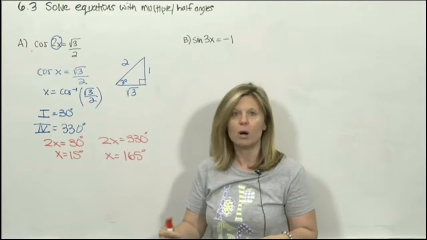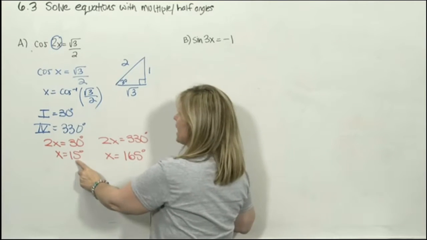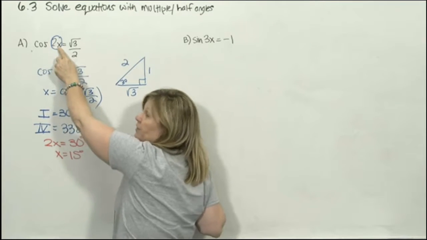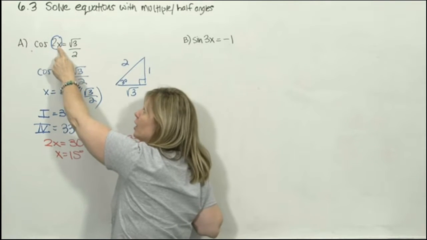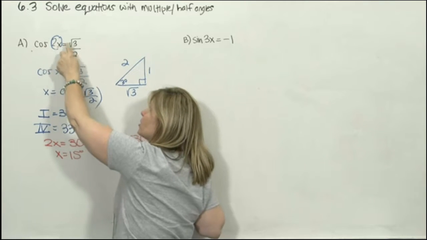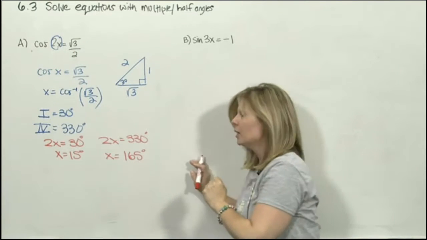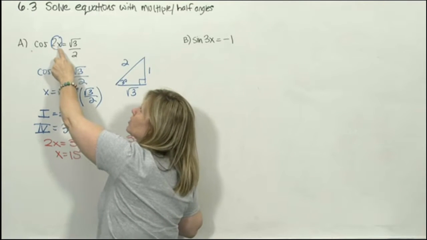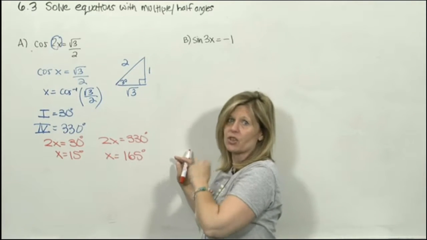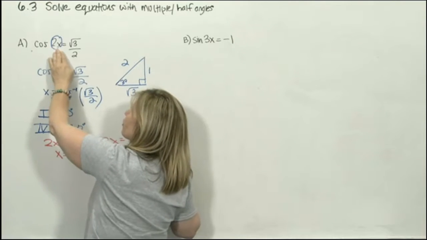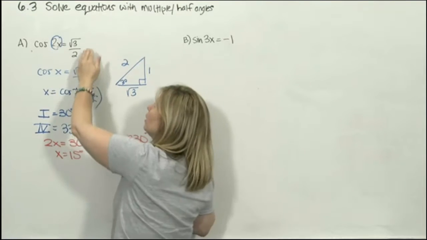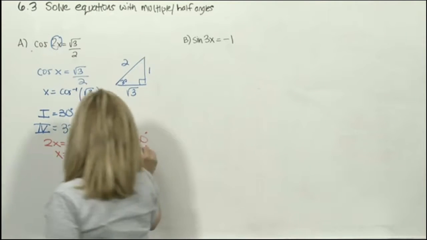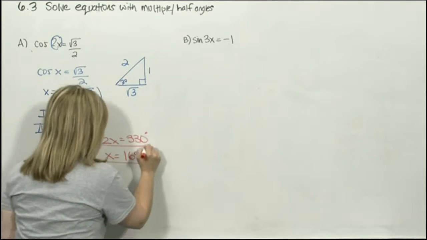Now, I'll prove to you I'm right. Take 15 degrees and put it back up in the original. 2 times 15 is 30. You know the cosine of 30 degrees is square root of 3 over 2. Put the 165 back in the original. 2 times 165 degrees is 330. The cosine of 330 would be in quadrant 4. It also would be square root of 3 over 2. So here are 2 solutions.